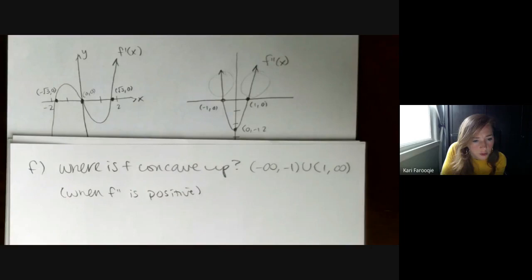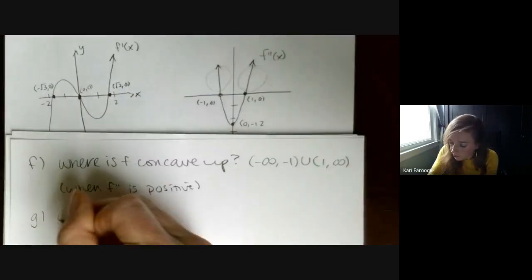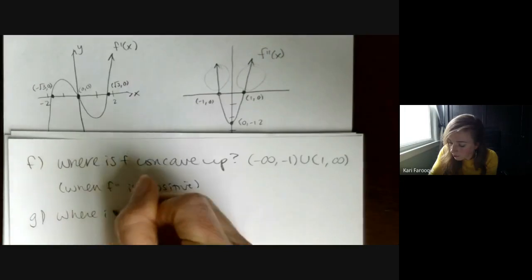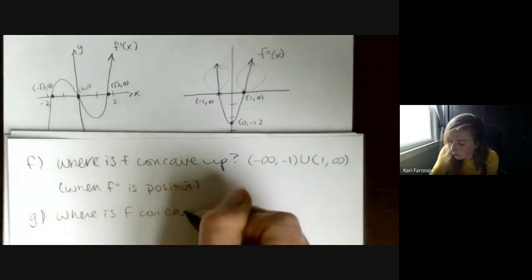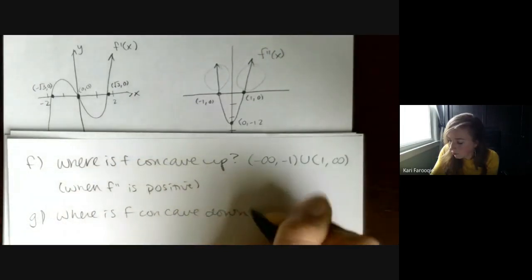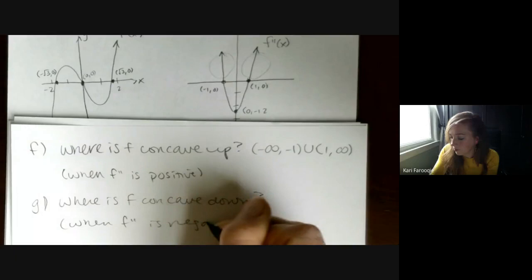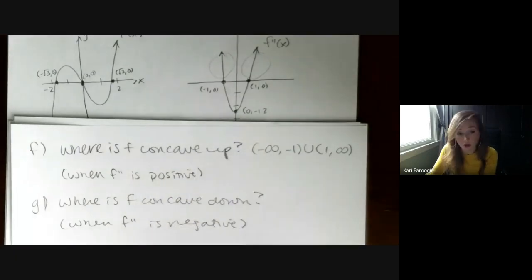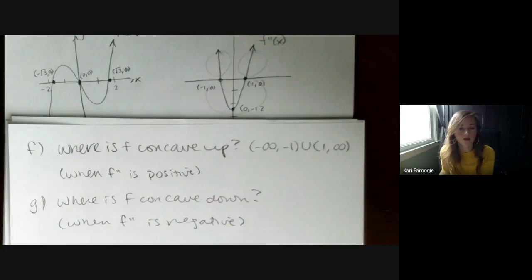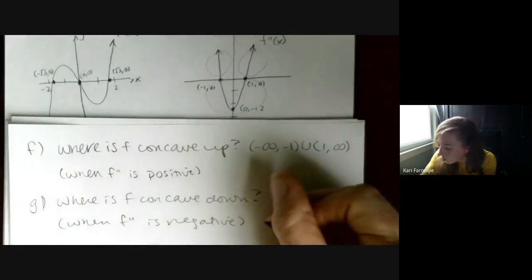G is, where is f concave down? And this happens when f double prime is negative, and f double prime is negative down here. All these y values are negative, so that happens between -1 and 1.